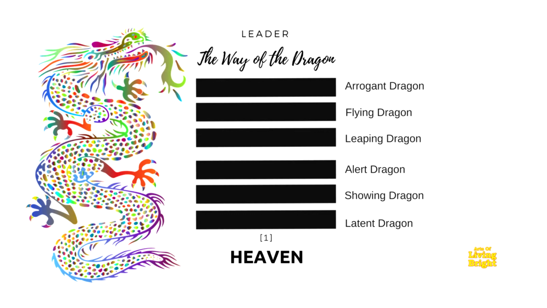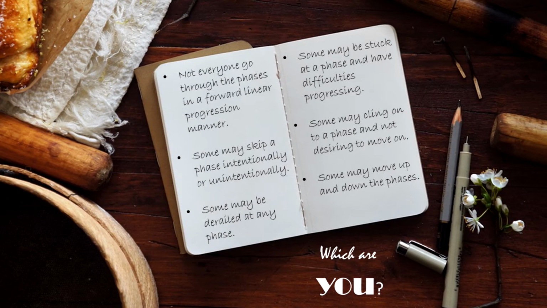But do bear in mind that not everyone will go through the phases in a forward linear progression. Some may skip a phase intentionally or unintentionally. Some may be derailed at any phase. Some may be stuck at a phase and have difficulty progressing. Some may choose to cling on to a phase and not desire to move on. Some I've seen move up and down the phases. So I hope for the past week you have discovered your leadership phase, where you are right now, and whether you are behaving and executing the way of the dragon for your phase. If not, please incrementally adjust yourself.